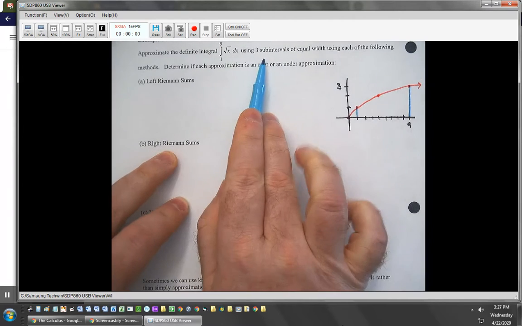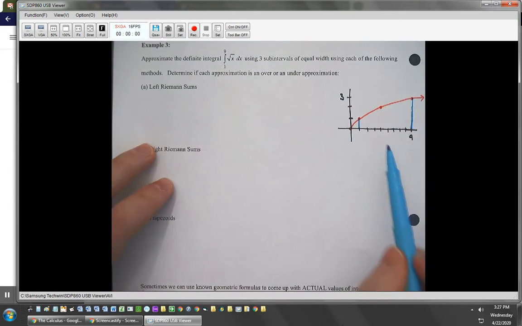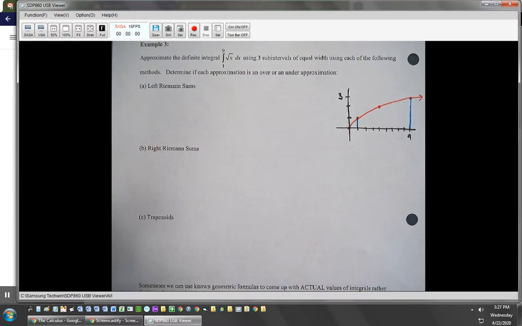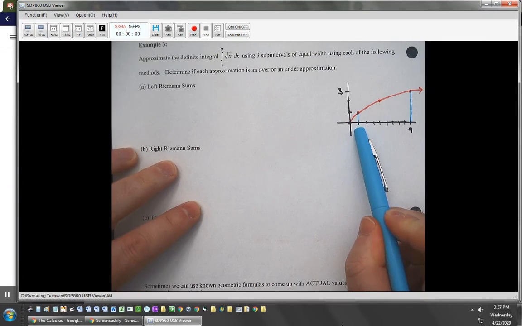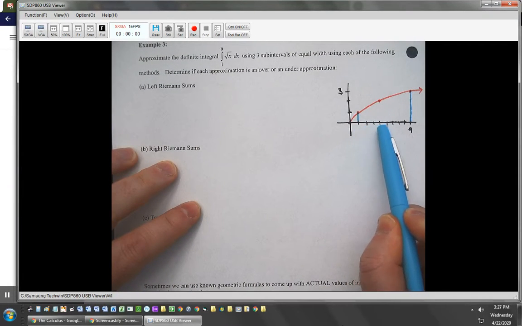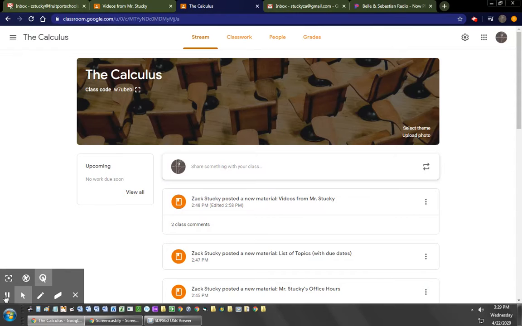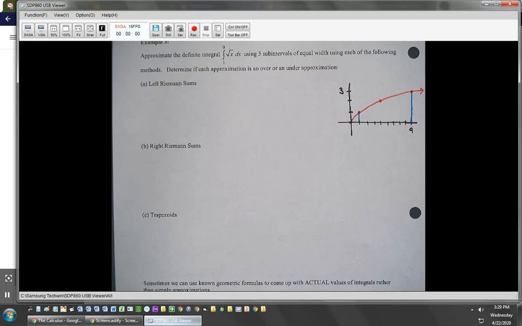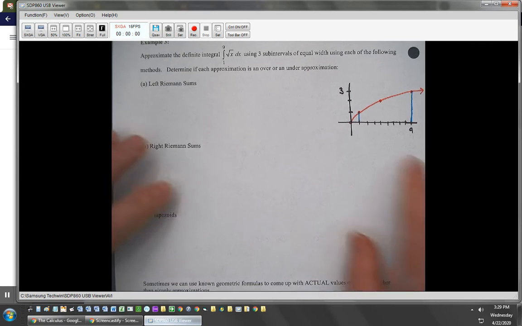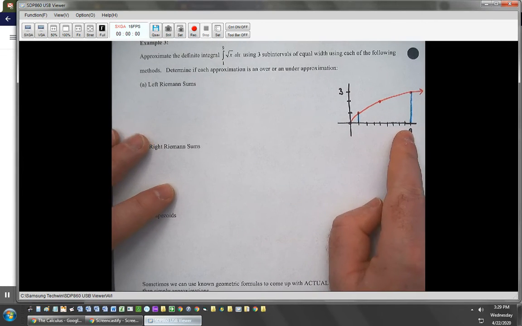And we're supposed to divide this using 3 subintervals. So I need to take this gap and divide it into 3 equal parts. So that's going to be 1, 2, 3, 4, 5, 6, 7, 8. All right, so we need to take this gap of 8 units and divide it into 3 equal sections.